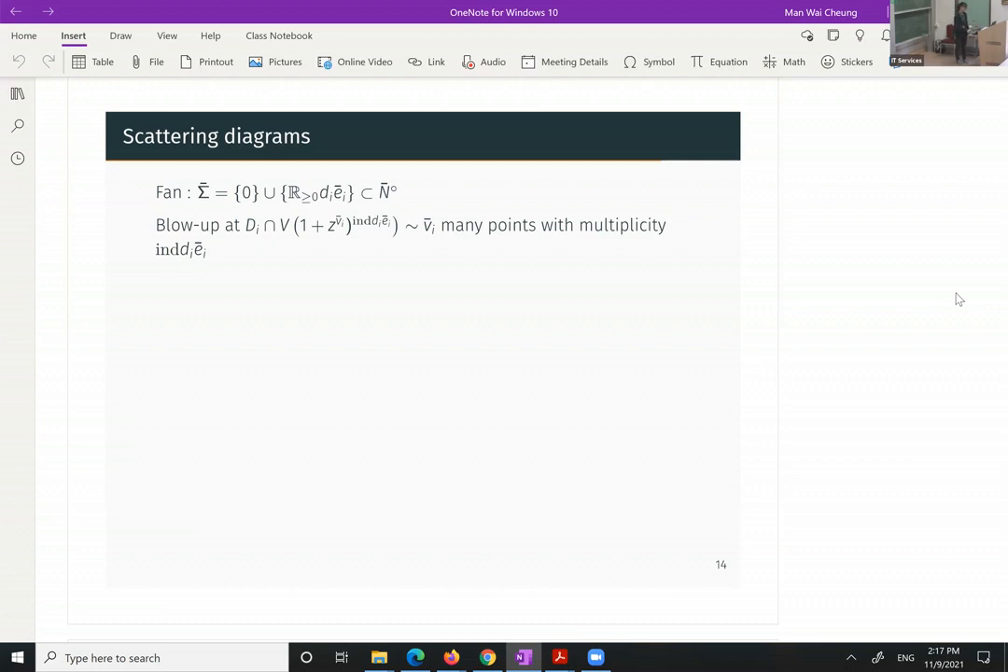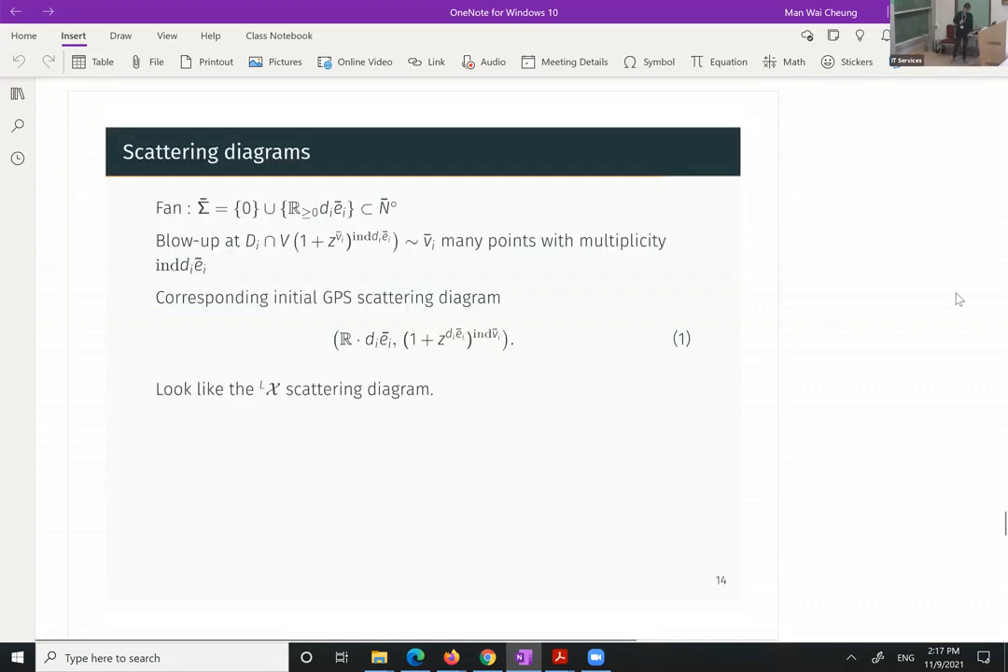index di ei bar. So the procedure we describe in Gross-Hacking-Keel is we have this fan, and then the scattering diagram, or the wall that we are looking at, will be spanned by this di ei bar. But here we might have multiplicity, so we are collapsing all the walls, and we have this exponent here. I just want to mention one technical thing here. If this index is 1, that will be a simple blowup. If it is not, that will be getting into the orbifold blowup case.